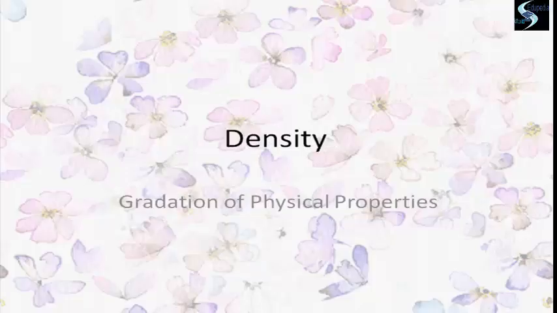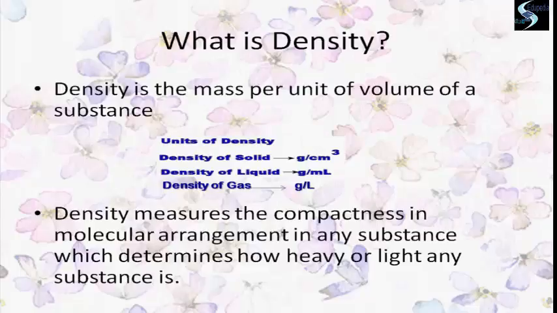Friends, as we are continuing with the physical properties sessions, today let's discuss the density and the gradation of density with respect to groups and periods in the modern periodic table. So first, let's find out what is density. Friends, density is defined as mass per unit volume of a substance. Well, it is a physical property of matter.